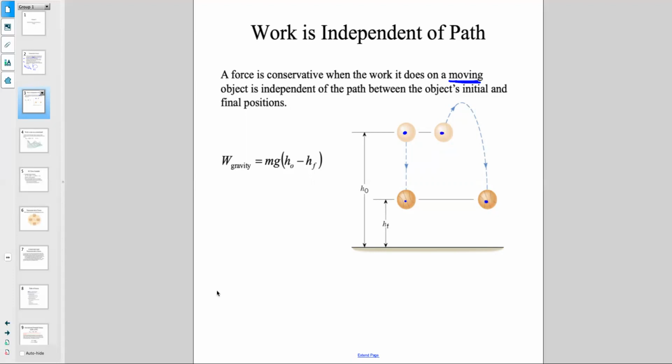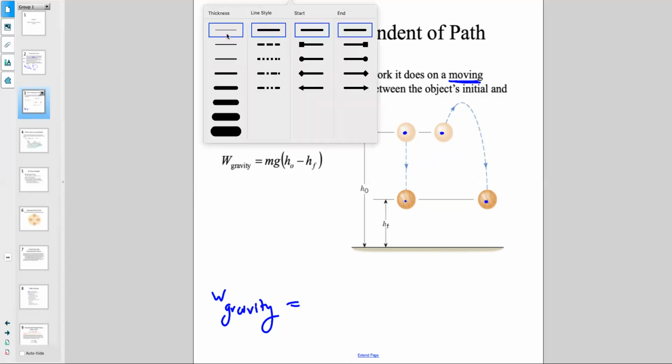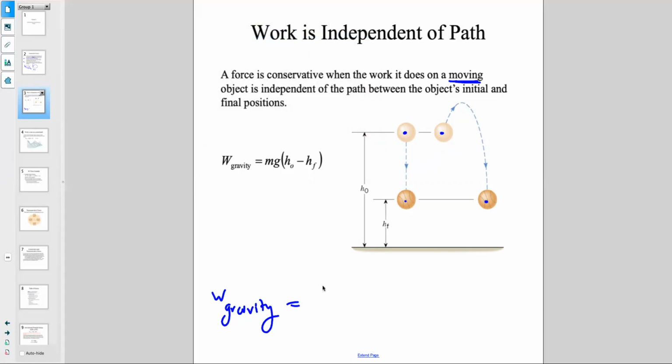For example, the work done by gravity here is F dot d, right? F is mg. d is the change in the height. It was initially at height h0, finally at height h final. So that's the displacement that I have. And then I have the cosine of the angle between the force and displacement. In other words, I have cosine of 0 here, which is always 1.